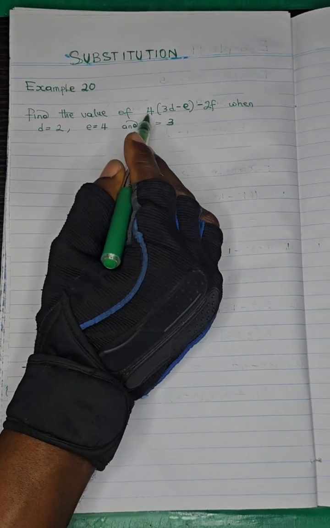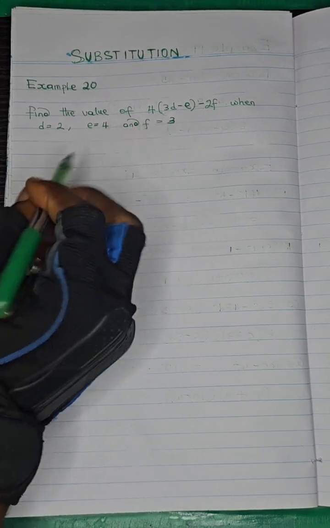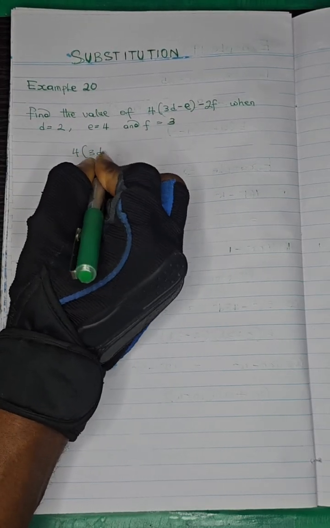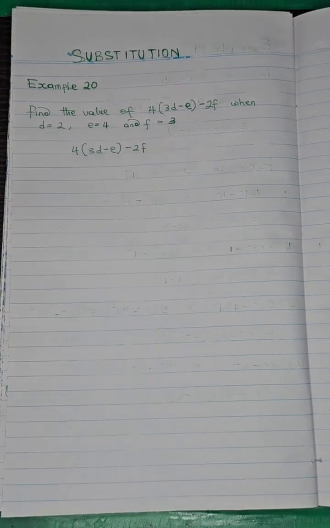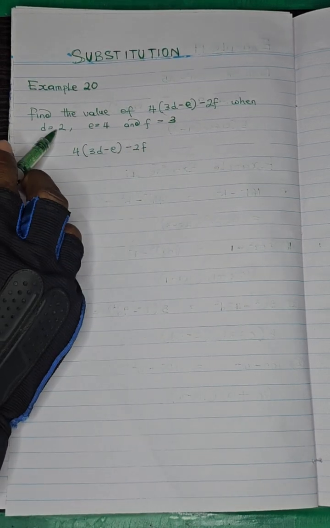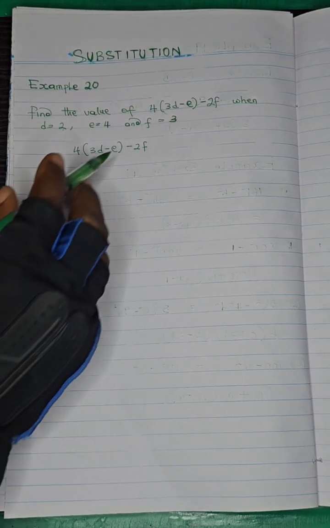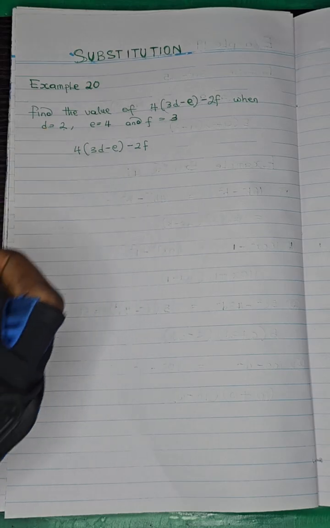So in this case, you have 4 bracket 3d minus e minus 2f. Now, let me write it out. We have 4 in bracket 3d minus e minus 2f. Here we are given the values of d, e, and f, so we have to look for the outcome when we substitute them. That's what we call substitution.